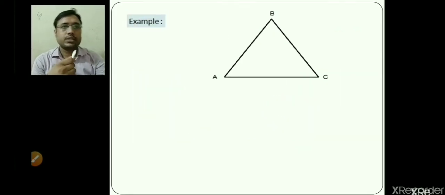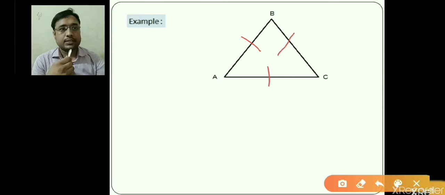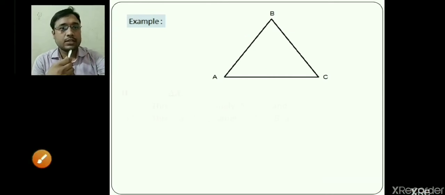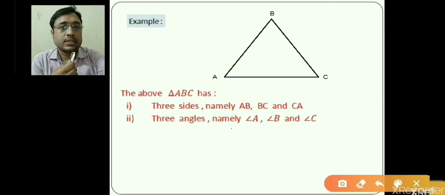For example, in this triangle whose vertices are A, B and C, the sides are: the first side is AB, second BC and the third is AC. Okay, next we can say the above triangle ABC has three sides, namely AB, BC and CA, and three angles: angle A at the vertex A, angle B at vertex B, and angle C at vertex C. So three angles are there.